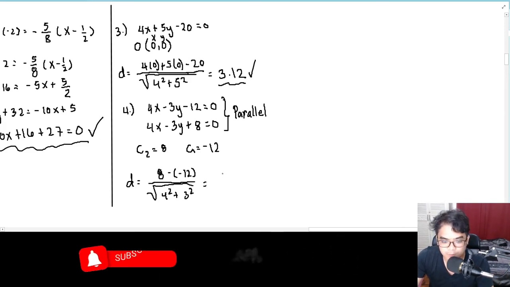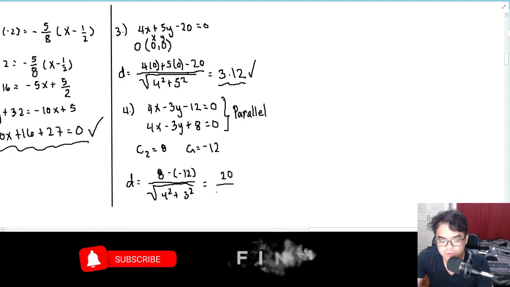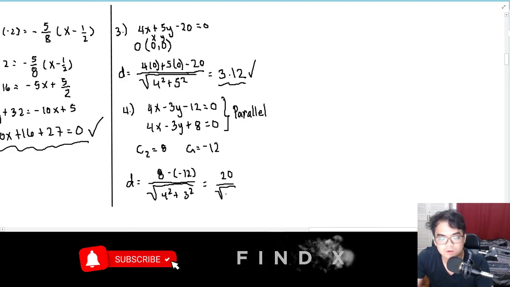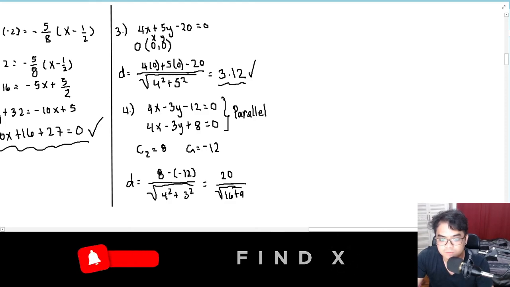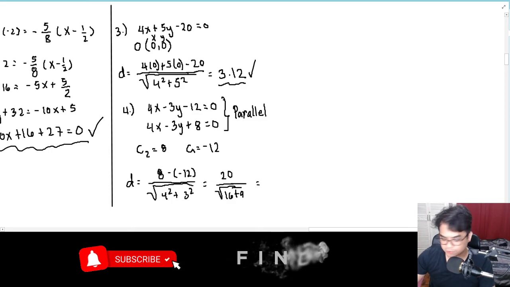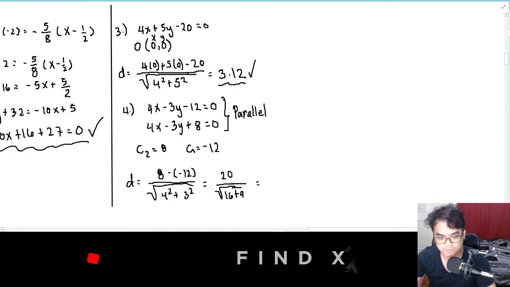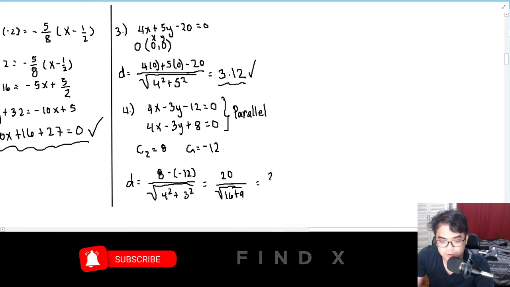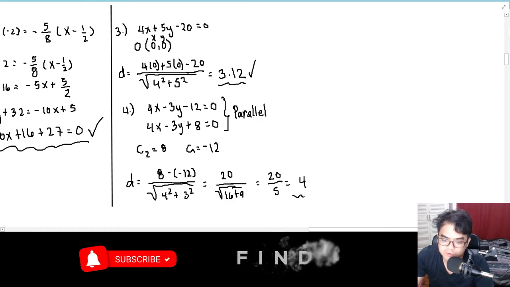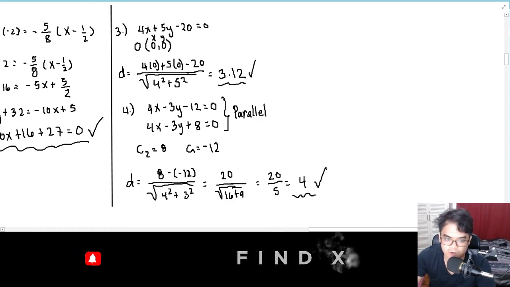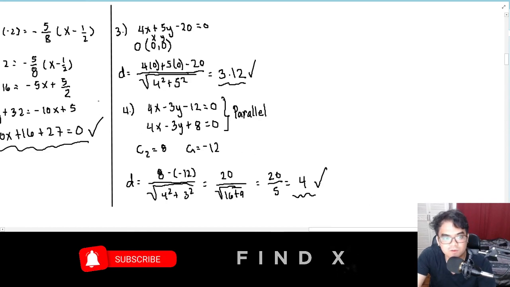So this will become 20 over the square root of 16 plus 9, which is 20 over 5, or equal to 4. So the distance between them is just 4. I think that's the last problem for this topic. Let's move on to the next topic.